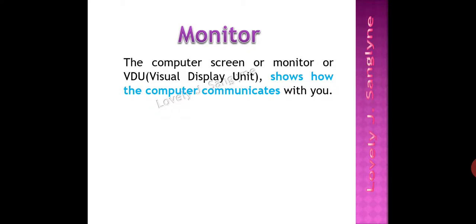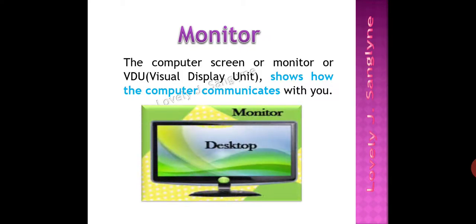Monitor. The computer screen or monitor, or VDU, which is a visual display unit, shows how the computer communicates with us. So it is the monitor that displays instructions that are being sent by the user to the computer, and the information and results from the computer back to us. Suppose we are typing anything using a keyboard, it will be displayed on the monitor.